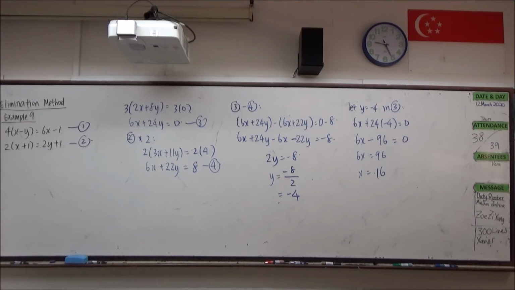Right, now let's get example 9. Where 4 times x minus y equals to 6x minus 1 and 2 times x plus y, sorry, 1 equals to 2y plus 1. Okay, so what do you suggest that we do, Chelsea? What would you do?